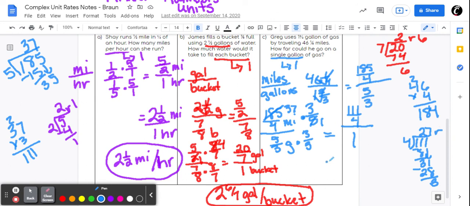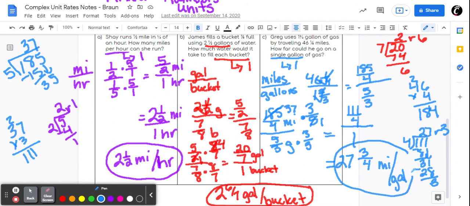So what this is telling me is I have 27, and then remember my remainder is my numerator, so 3/4 miles per, in this case, gallons, per 1 gallon. So 27 3/4 miles per gallon.